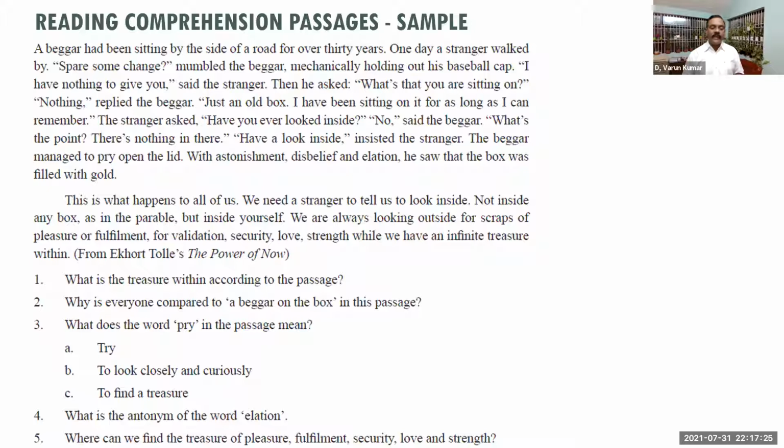So where can we find the treasure of pleasure, fulfillment, security, love, and strength? So in the last line, once again, you see, these treasures are within ourselves. Where can we find? We can find the treasure of pleasure, fulfillment, love, security, strength, all these within us, within ourselves. So these are the answers for this first reading comprehension passage as a model.